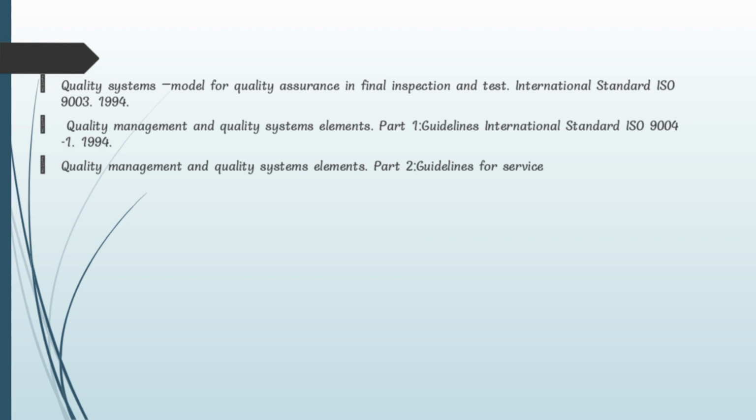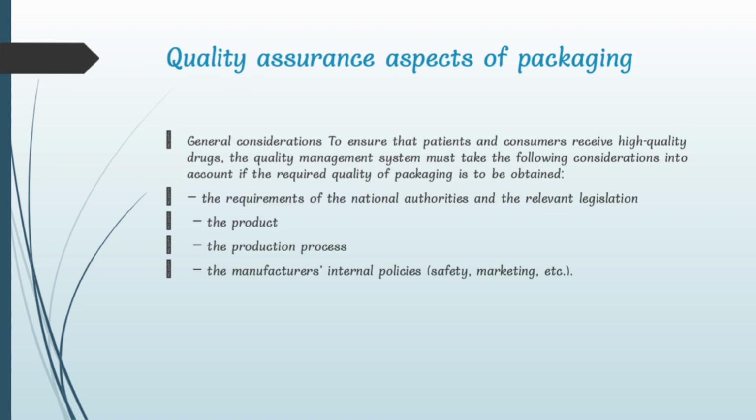Quality system, model for quality assurance in final inspection and test, international standard ISO 9003 in 1994. Quality management and quality system elements, part 1, guidelines, international standard ISO 9004-1 in 1994, and quality management and quality system elements, part 2, guidelines for services. These are the different guidelines and ISO standards given for the packaging material.